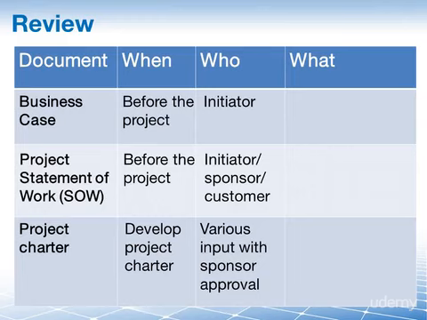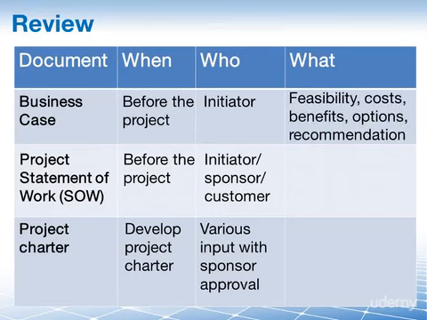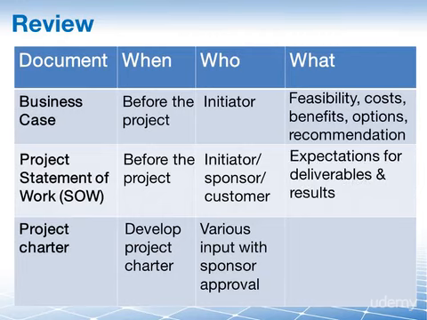And then, of course, we want to take a look at the features, the what of these three documents. The business case contains a feasibility assessment, cost-benefit alternatives analysis, and recommendations in order to convince the decision makers to opt for this project. The project SOW contains expectations for deliverables and results. It helps assure consistent deliveries and helps ensure that we deliver the deliverables that are required of us.